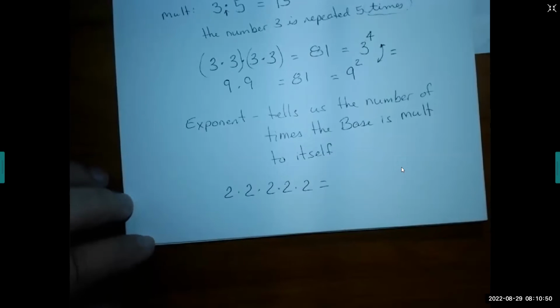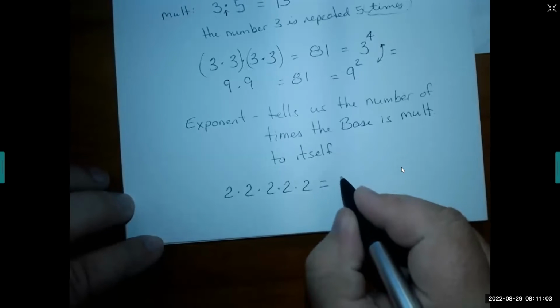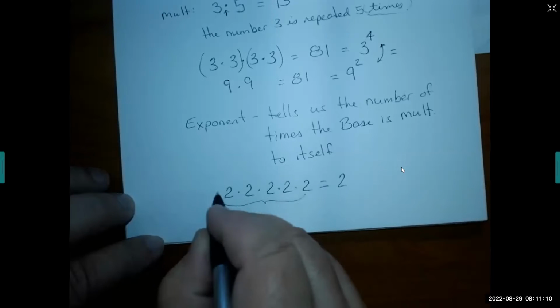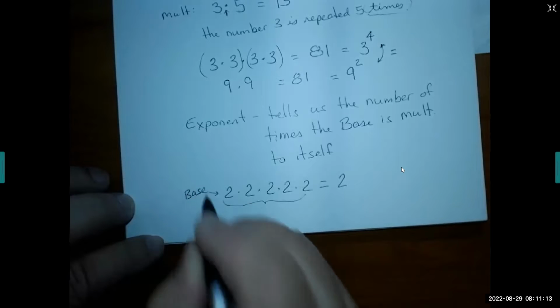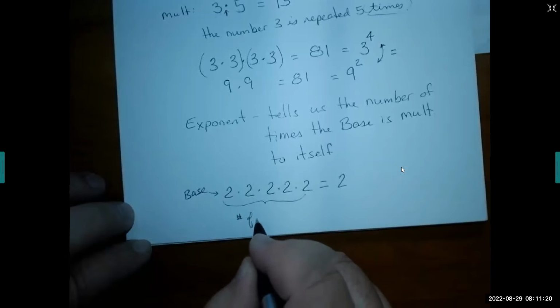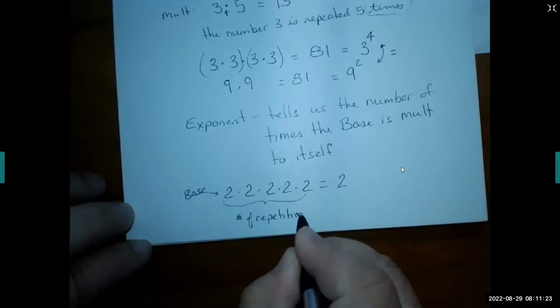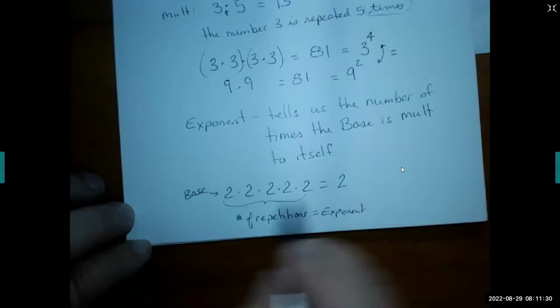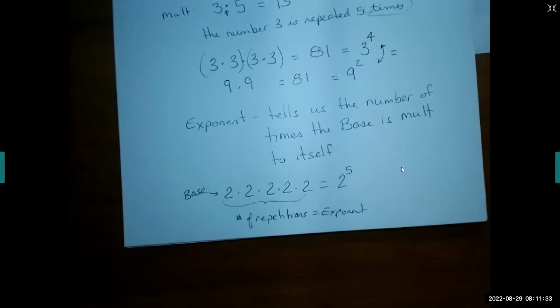How would you write that as an exponent? Yeah, so what would be the base? The base is 2. In other words, the number that repeats itself is the base. And the number of times it repeats itself, that's your exponent. So it's 2. How many times does it repeat itself? 5. That's how you write exponents.